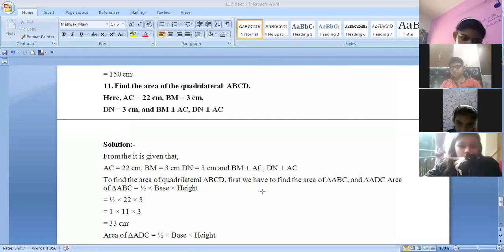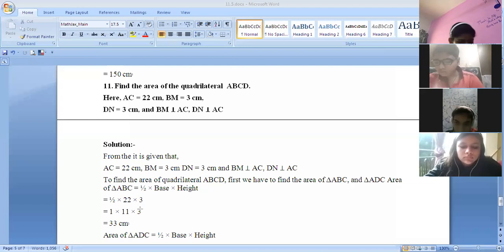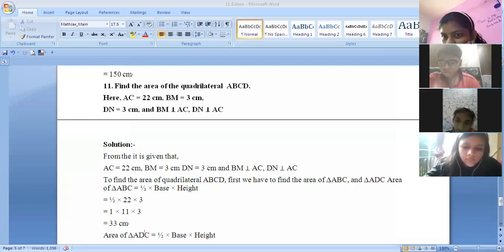So find the area of the quadrilateral. First of all, we'll find out the area of a triangle, that is half into base into height. Triangle ABC we will be taking. Base is given 22 and height is given 3. AC is given 22 and BN is given 3. So half into base into height, that is 33 centimeters square. That's right, Mukul. Now find out the area of our next triangle ADC.